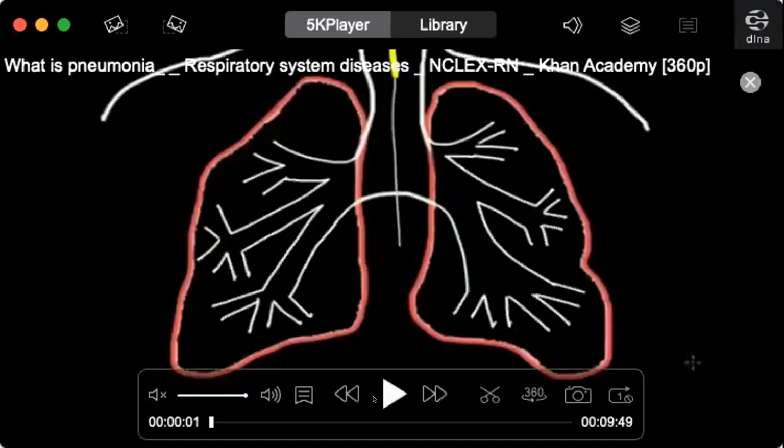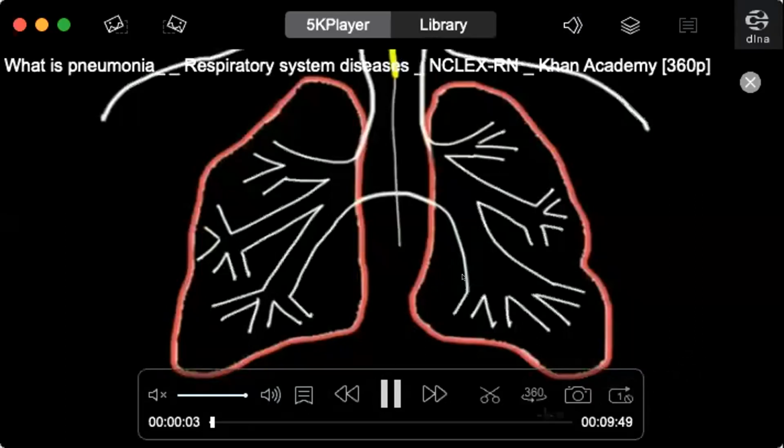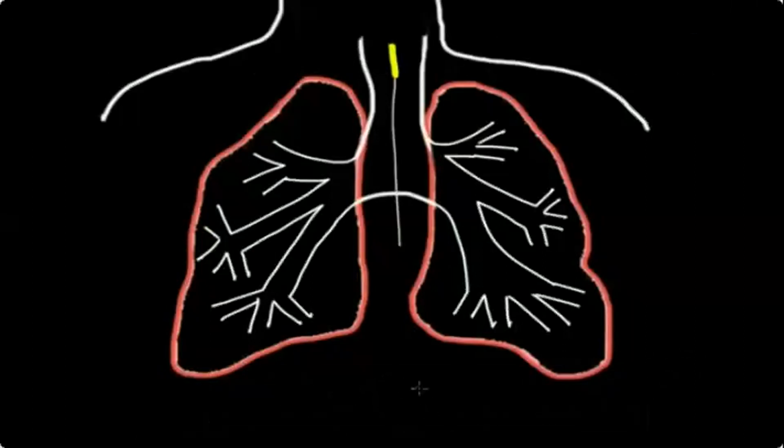So when you hear the term pneumonia, I think that most of us think about lung infection, but not much else besides that. And pneumonia really is a little bit more than just a lung infection, really in relation to where it is.